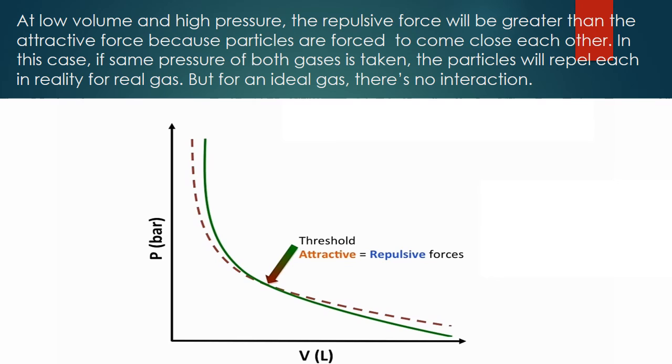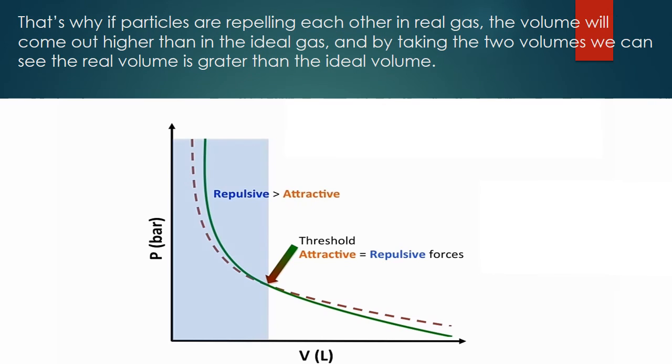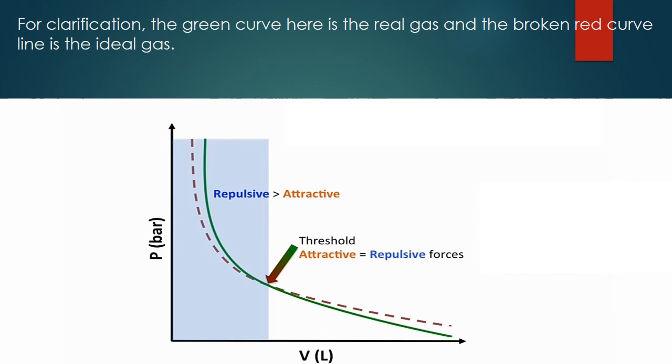In this case, if the same pressure of both gases is taken, the particles will repel each other in reality for a real gas, but for an ideal gas, there's no interaction. That's why if particles are repelling each other in a real gas, the volume will come out higher than in the ideal gas. And by taking the two volumes, we can see the real volume is greater than the ideal. So for clarification, the green curve here is the real gas and the broken red curve line is the ideal gas.